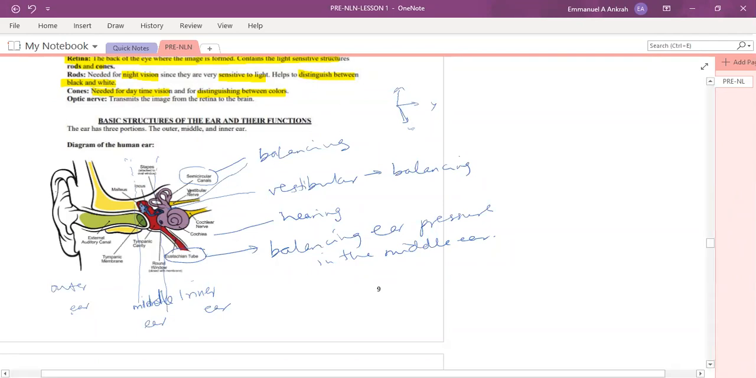Then the last piece are these structures in the middle ear. You have these structures here. This structure here, I hope you can all see that, is called the ossicles. You call it the ossicle. They're like bony structures, 3 bony structures. The first one is called the malleus. The next one is called the incus, and then the third one is called the stapes. The malleus, incus, and stapes. So together we call them the ossicles. Those are small bones.